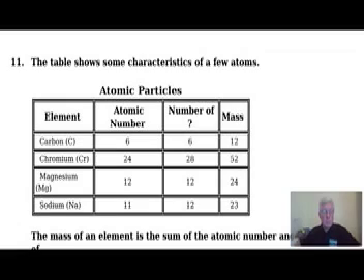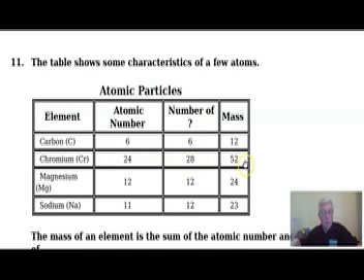Number 11. The table shows some characteristics of a few atoms. So I've got carbon with an atomic number of 6. I've got number of something. There's a question mark there, 6. And the mass is 12. Well, if it's got an atomic number of 6 and has 6, and has atomic mass of 12, there's a couple different things this could be, right? So if 6 and 6 is 12, that could mean that that's the number of neutrons. That could also be the number of. It wouldn't say number of for atomic number.